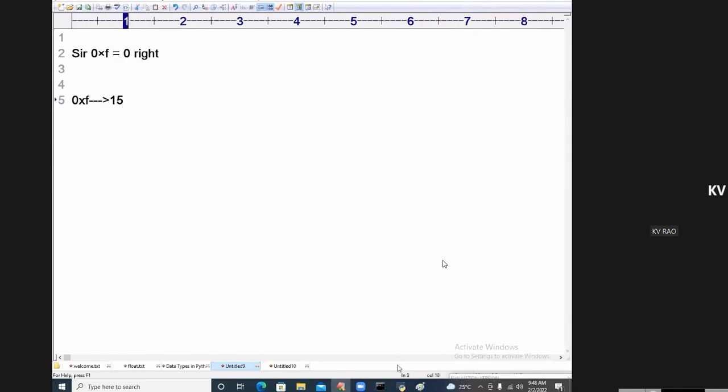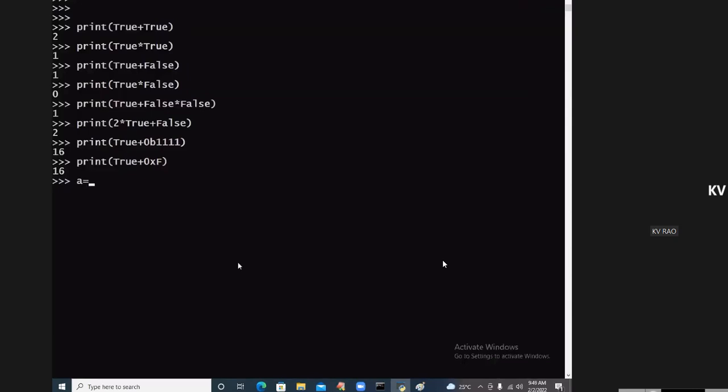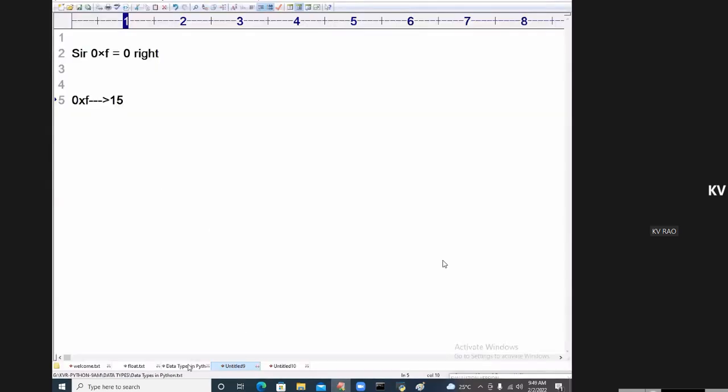I already told you that. A is equal to 0xF, print of A. See that? It is 15. Lowercase also is no problem, guys. My dear student, please understand, it is not a problem whether it is lowercase or uppercase. This is why you must read my notes thoroughly. If I go on addressing these types of things, I may not complete Python even after 1 year. So please take care and read my notes.